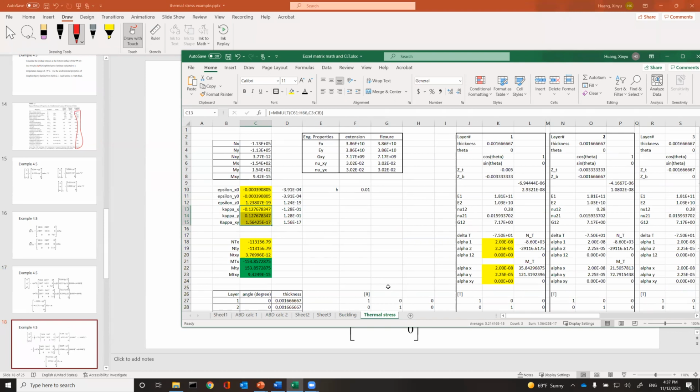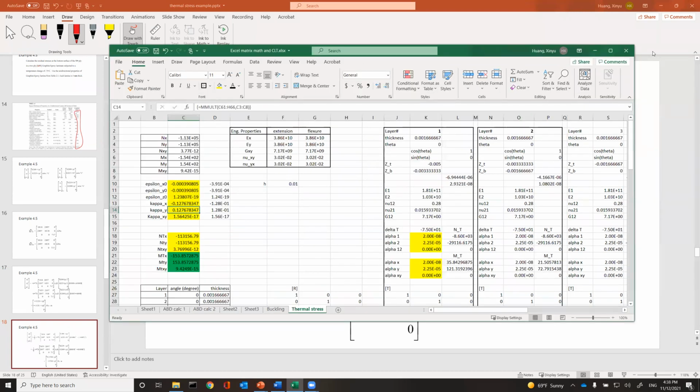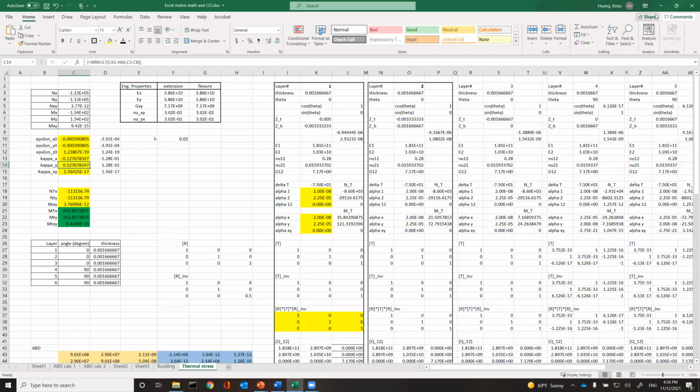You can see it warps quite a lot. It actually warps into a saddle shape. You see a warp up in X, warp down in Y. You can also see there's a shrinking in the XY directions. It is shrinking because you're cooling down from higher temperature to lower temperature, a negative temperature change, right? All right, so that's the solution of epsilon 0 and the kappas.